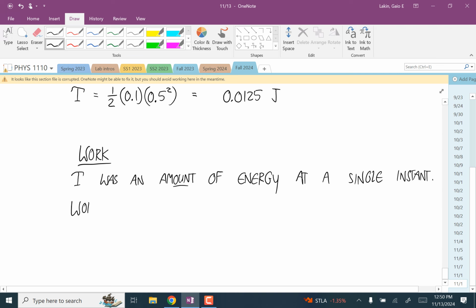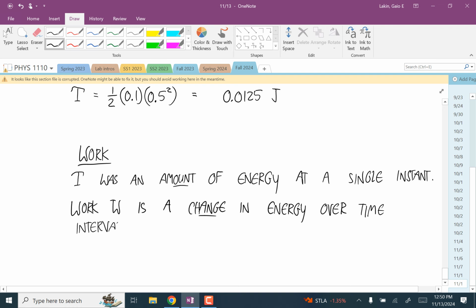The work, capital W, is a change in energy over a time interval that's caused by the application of a force.